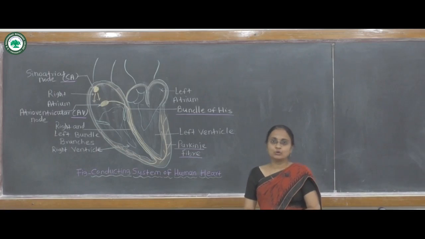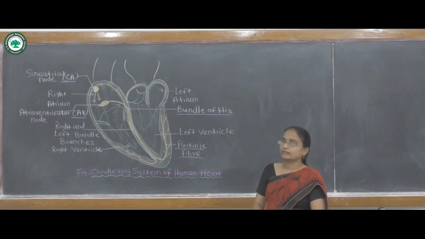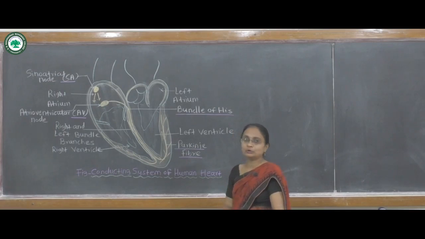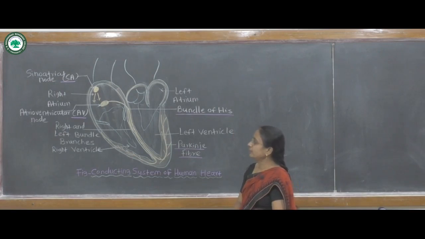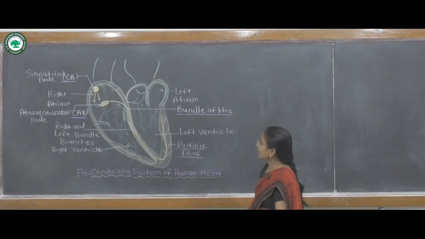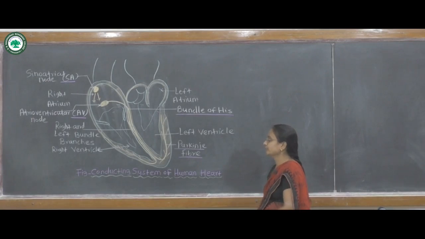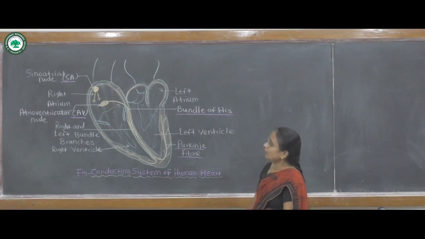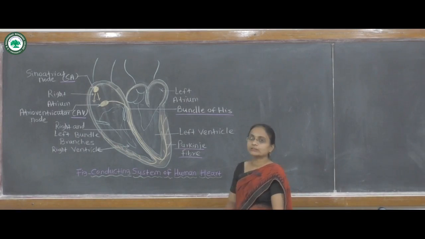The heart shows a conducting system, and the parts of this conducting system are shown in the diagram. The first is the sinoatrial node, the second is the atrioventricular node, that is the AV node. After that, the bundle of His is the third part, and the fourth part required for the conducting system is the Purkinje fibers.